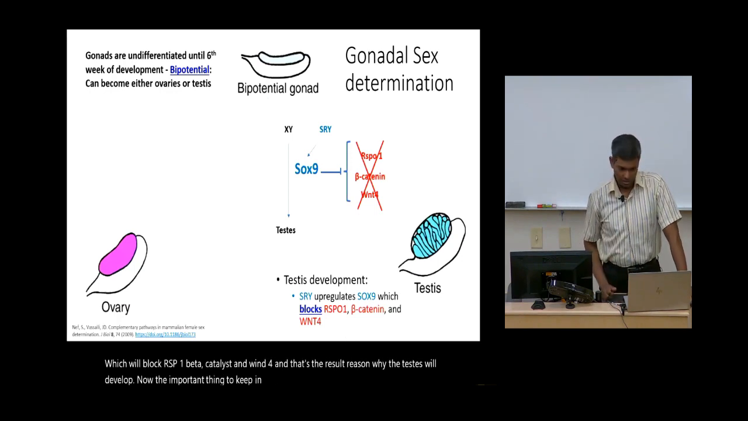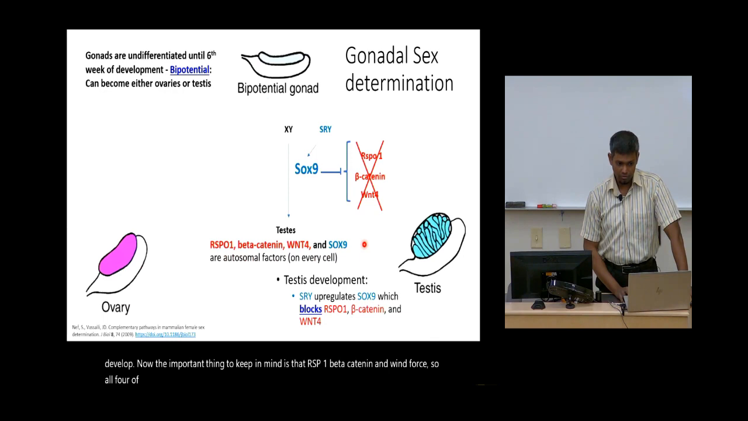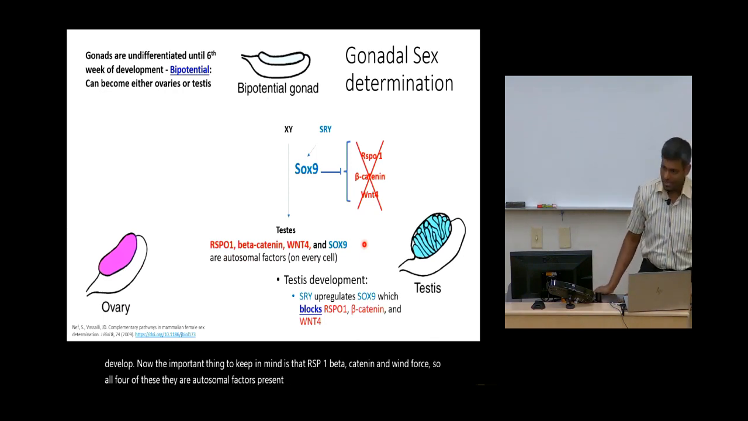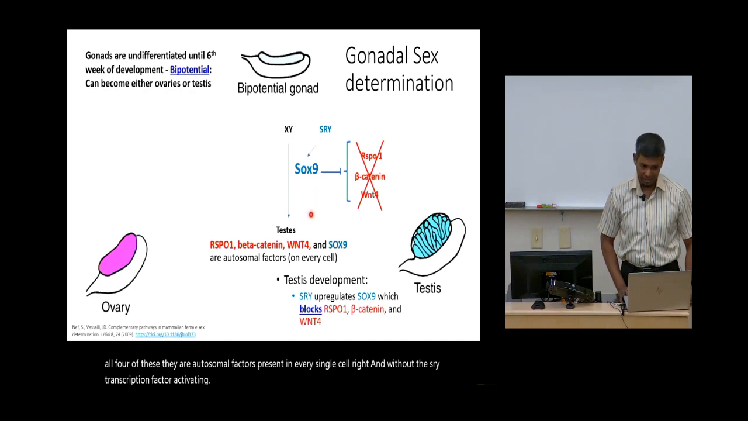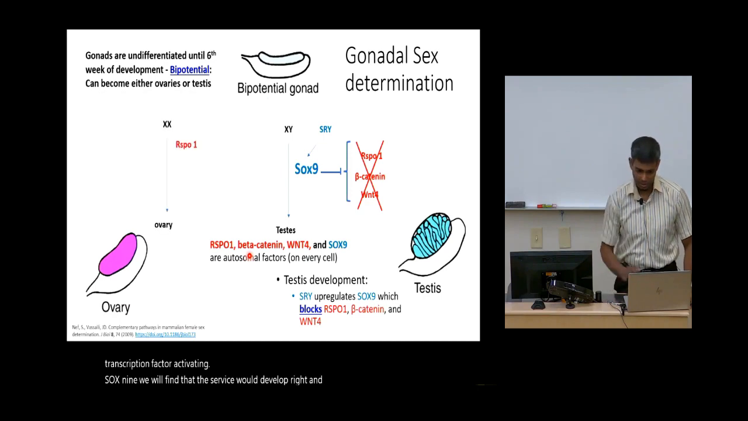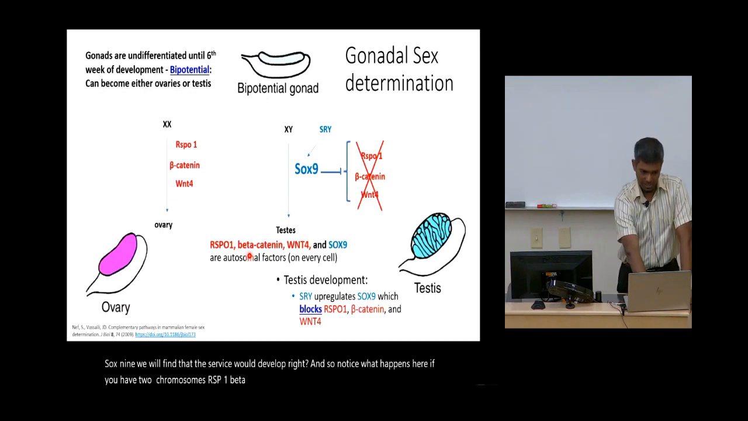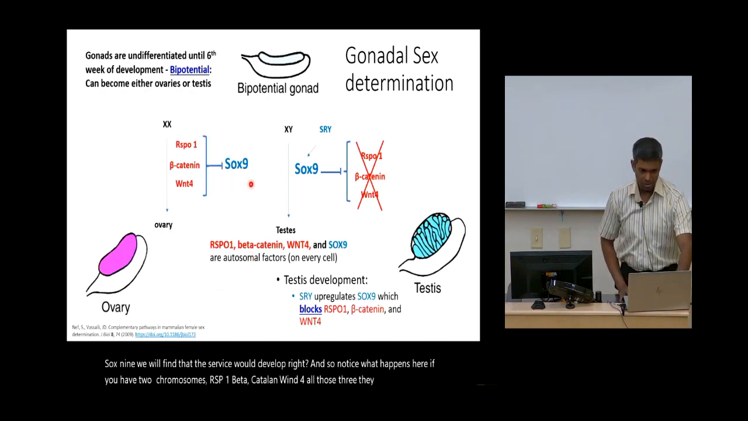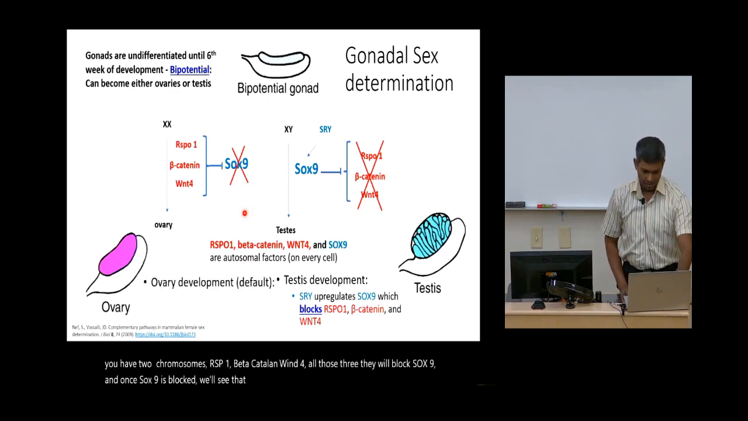Now the important thing to keep in mind is that RSPO1, beta-catenin, Wnt4, and SOX9, all 4 of these are autosomal factors present in every single cell, right? And without the SRY transcription factor activating SOX9, we will find that the ovaries would develop, right? And so notice what happens here. If you have 2 XX chromosomes, RSPO1, beta-catenin, and Wnt4, all those 3, will block SOX9. And once SOX9 is blocked, we'll see that the ovaries will develop as default.